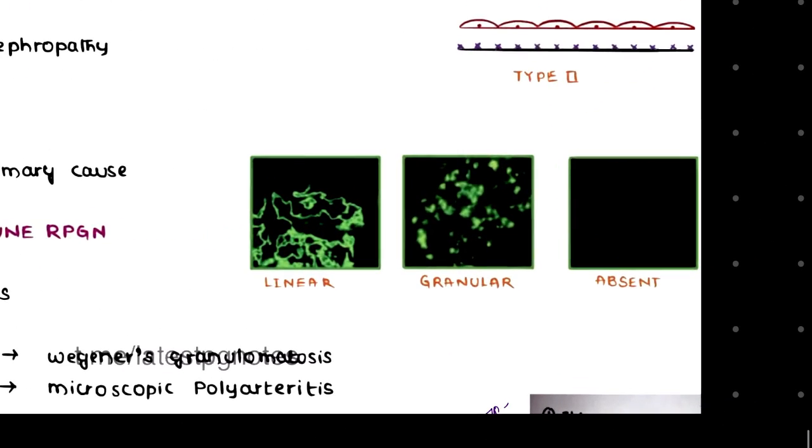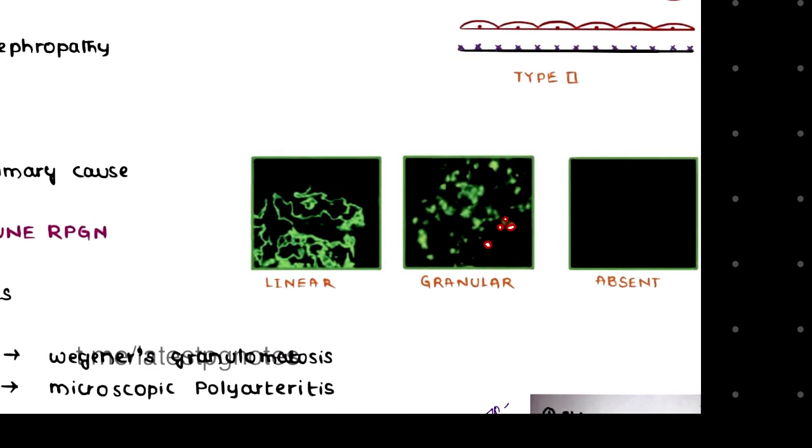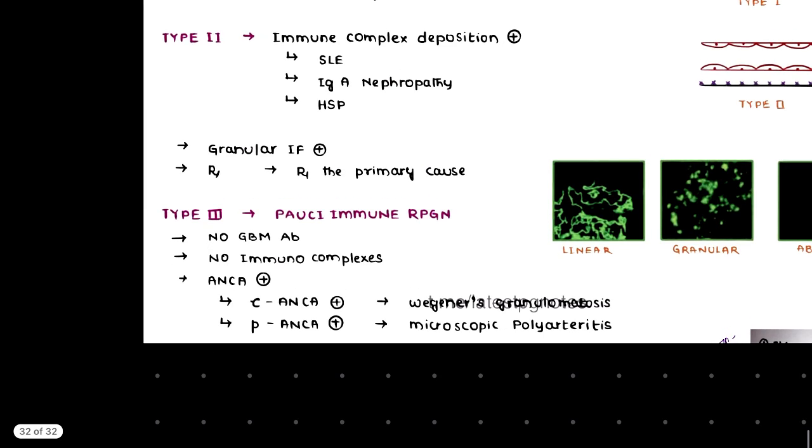Talking about the immunofluorescence finding of type 2, we have granular immunofluorescence. Why is it granular? Because of the deposition of IgA and IgG in the subepithelial deposition. These are the granular immunofluorescence findings in the type 2 condition. As already discussed, the treatment will be done by treating the primary cause of the disease.